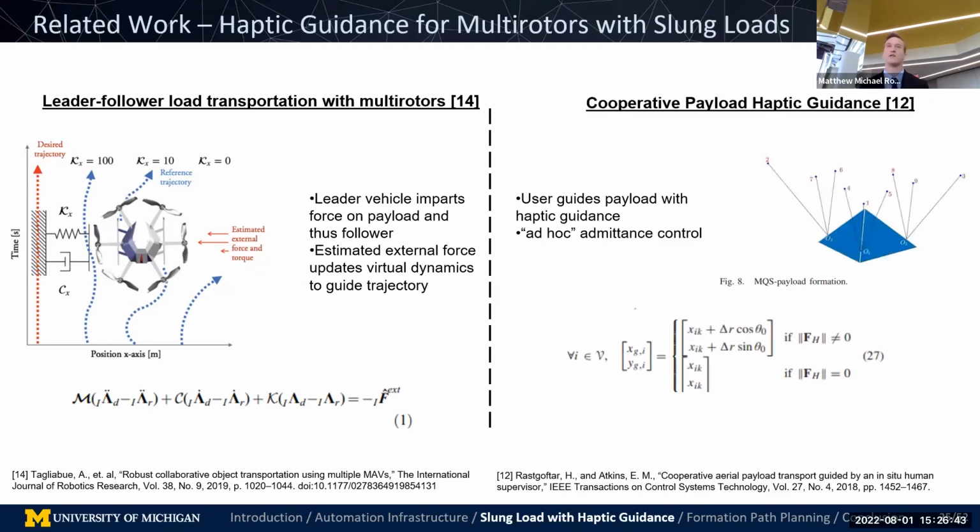Additionally, in 12, there's what I'm calling an ad hoc admittance controller, where the direction of user force was estimated and taken as that theta 0, and then every iteration, it moved by delta r. So there was a pre-specified velocity discretely, and then you estimate that velocity. So it has no virtual mass or anything, so it just directly translates to that velocity.